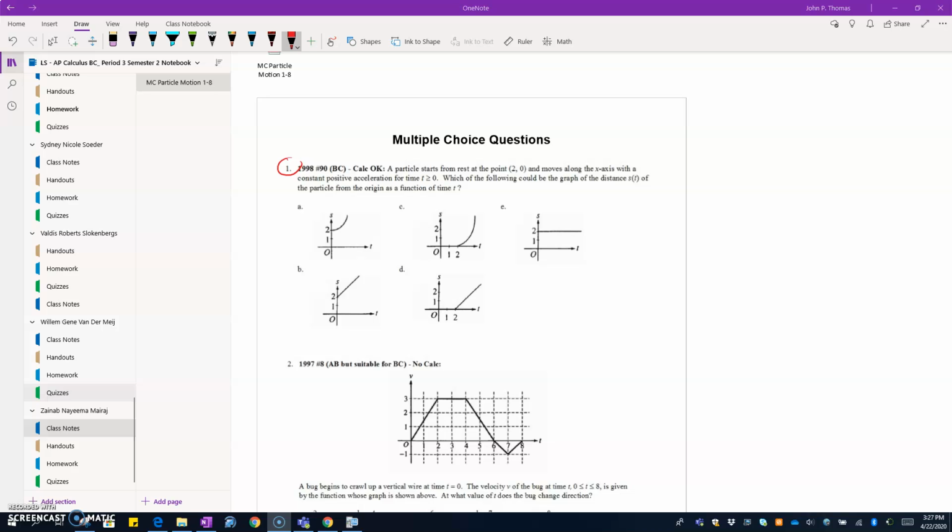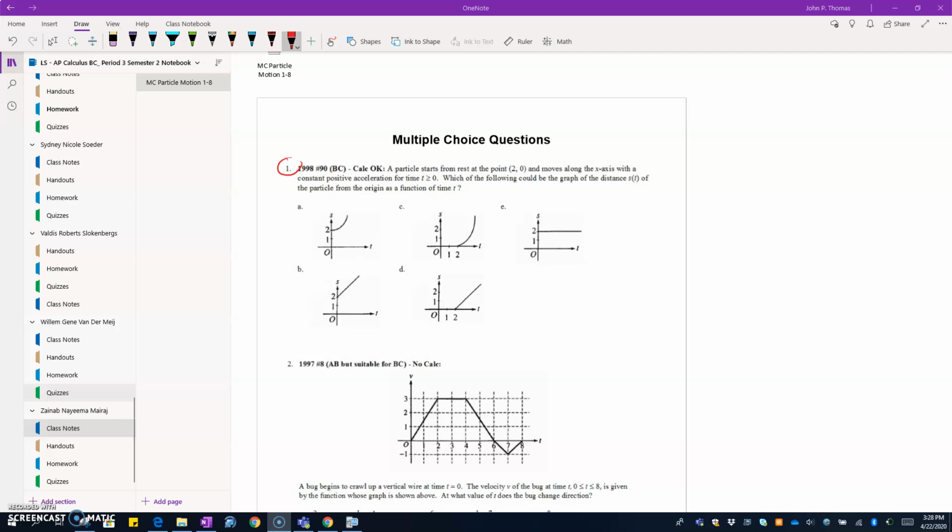All right, so number one said a particle starts at rest at the point 2, 0 and moves along the x-axis with a constant positive acceleration for time t greater than or equal to 0. Which of the following could be the graph of the distance s of t of the particle from the origin as a function of time? All right, so two things to notice on this one.